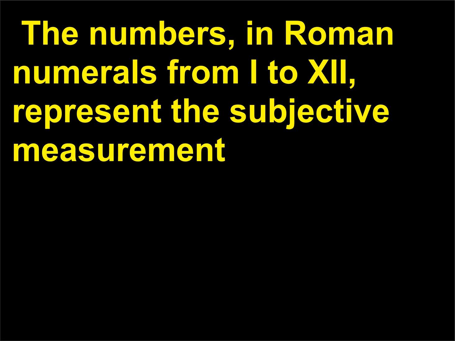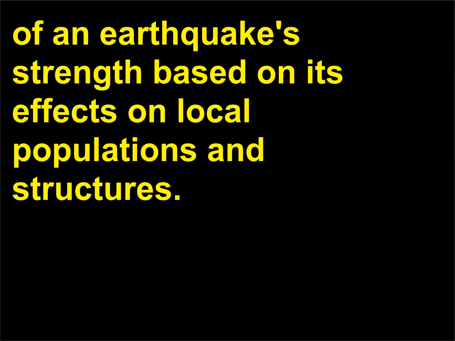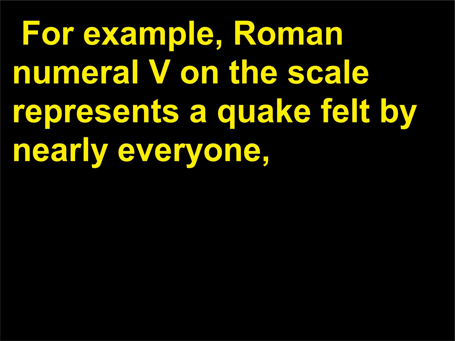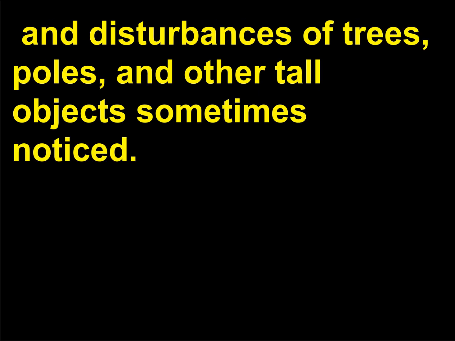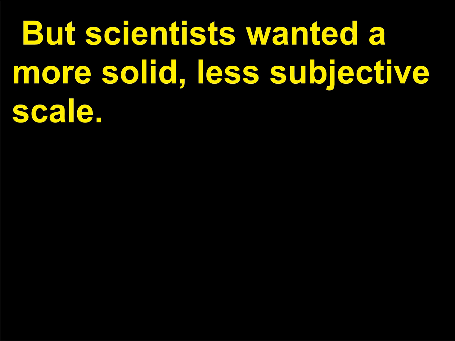The numbers, in Roman numerals from I to XII, represent the subjective measurement of an earthquake's strength based on its effects on local populations and structures. For example, Roman numeral V on the scale represents a quake felt by nearly everyone, with some dishes and windows broken, unstable objects overturned, and disturbances of trees, poles, and other tall objects sometimes noticed. But scientists wanted a more solid, less subjective scale.